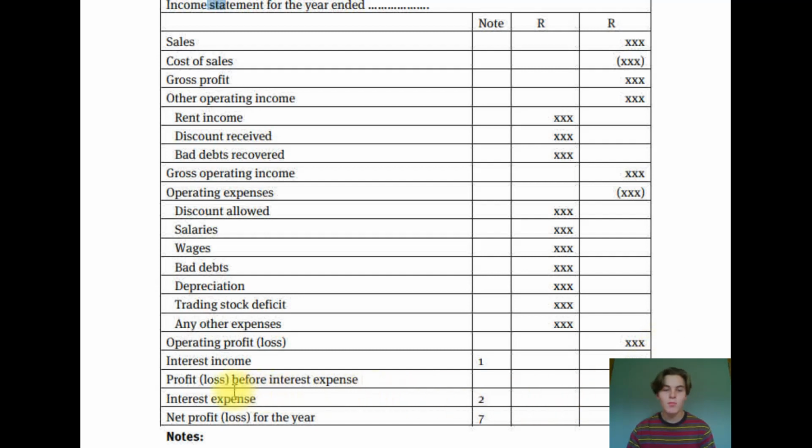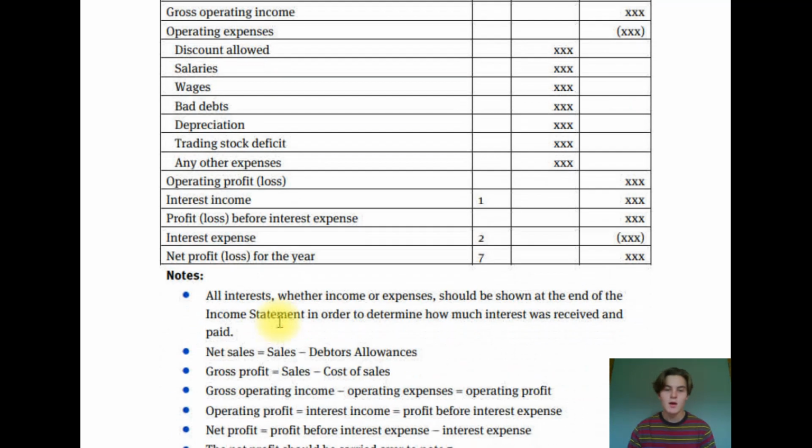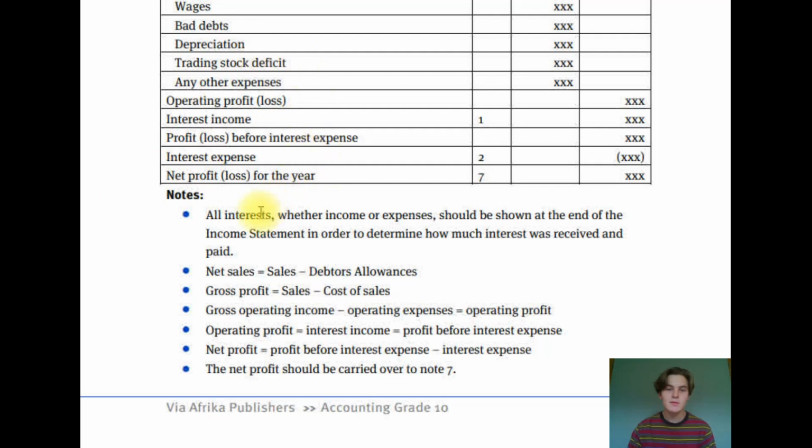And then we'd like to calculate our profit or our loss before interest expense. So to get this, you'll take your operating profit and you'll add your interest income. Remember that interest income is your first note. The next amount that we want to calculate is our net profit or our net loss for the year. To get this, you'll take your profit or your loss before interest expense, and you'll minus your interest expense, and you'll get your net profit or loss for the year. Remember, interest expense is our second note. And net profit or net loss for the year is in note 7. This basically needs to be carried over after you have completed your income statement to note 7 to calculate other final amounts.